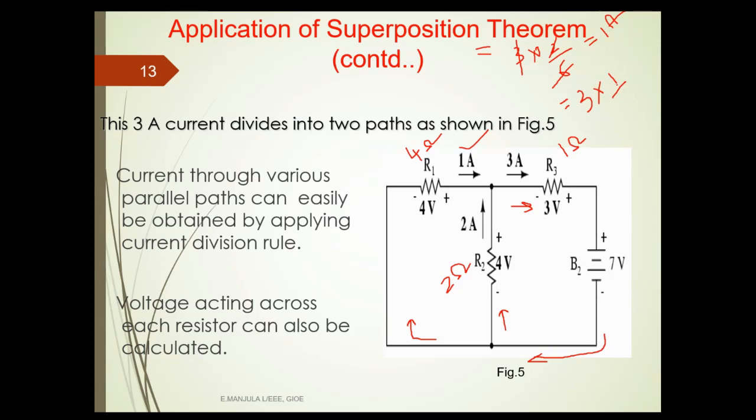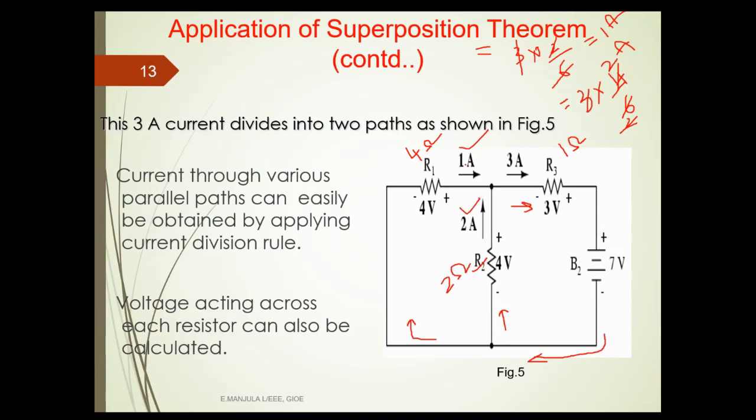Sorry, 4 divided by 6. So this is the R1 resistance 4 divided by total resistance 6. Okay. So what you'll get? You'll get 2 ohms. Sorry, 2 amps. Okay. So the current from R2 resistance is 2 amps.